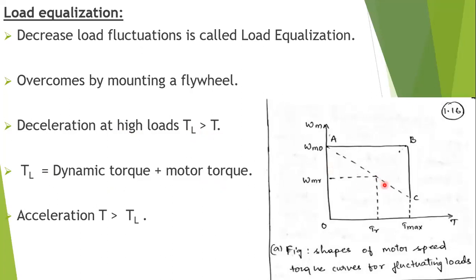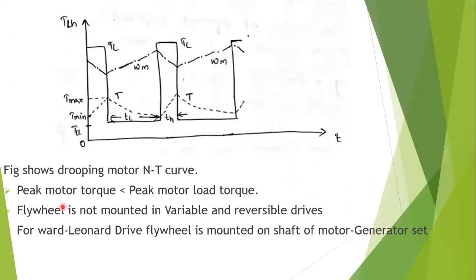See here, this is figure A, the AC curve. It gives the variation of motor torque, load torque and speed for a period of load. For some period of load, these are the variations of speed, motor torque and load torque. And if you see figure B, the next figure, it shows the drooping speed-torque characteristics.